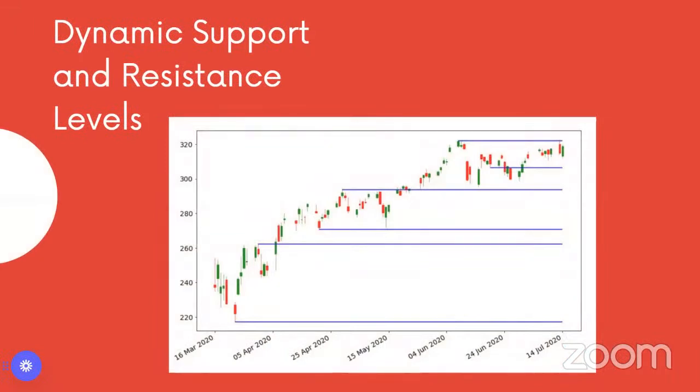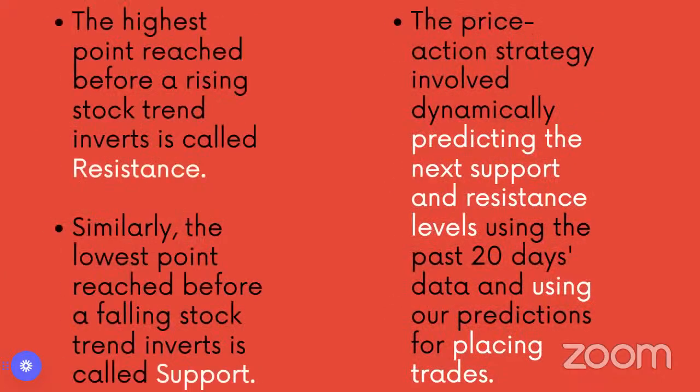So how did we identify the support and resistance levels? We used a basic regression model here. To identify the support levels, we took note of the past 20 days of high prices and fit a linear regression model to that. From that model, we predicted the next day's support level. Similarly, we did that for the resistance levels as well, and these became our entry and exit points for the trade in the current trading day.